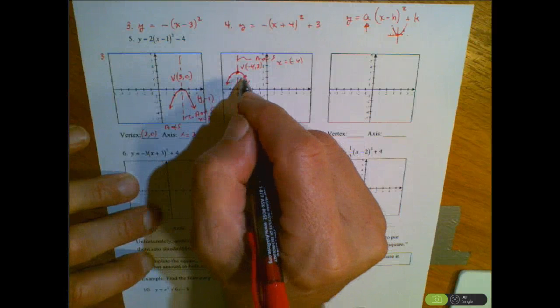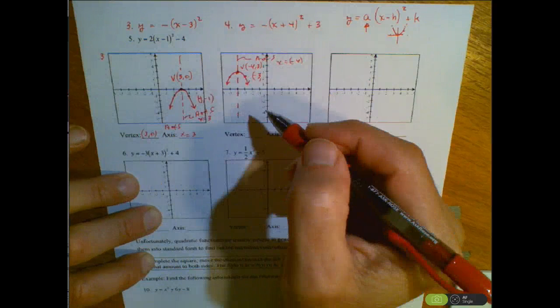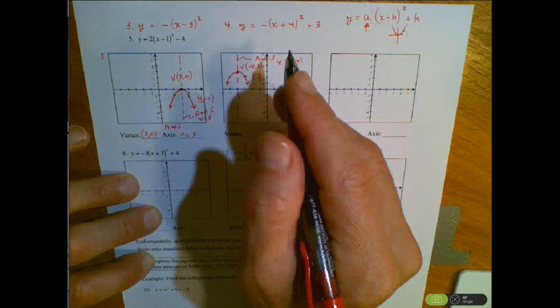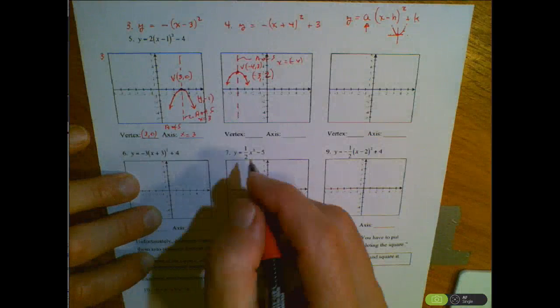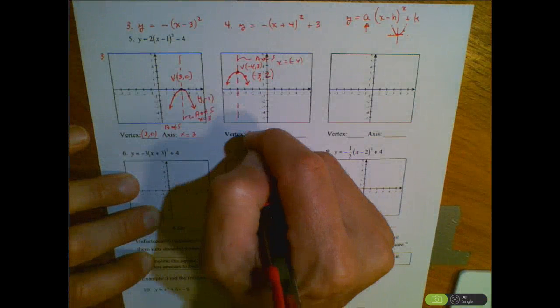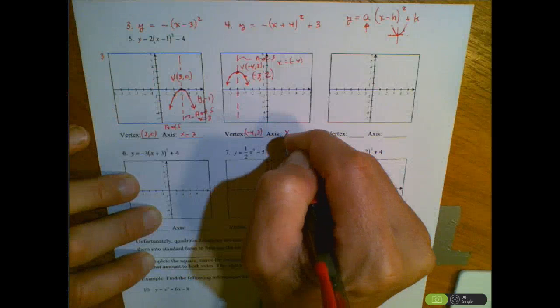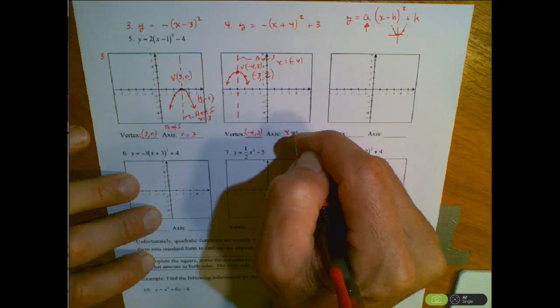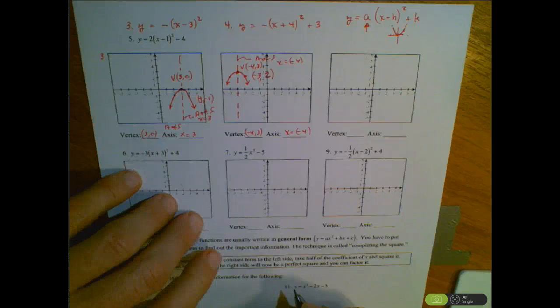Remember, I went over 1, so I went to negative 3, and then I went down 1, so I went from 3 down to 2. So there's my shape point. Again, my vertex, I'll fill out my answer line, negative 4, 3, and my axis of symmetry is x is equal to negative 4. Let's go to the fifth problem now.